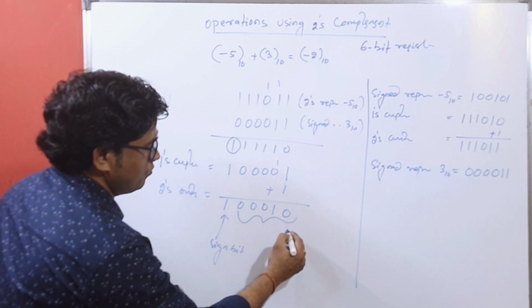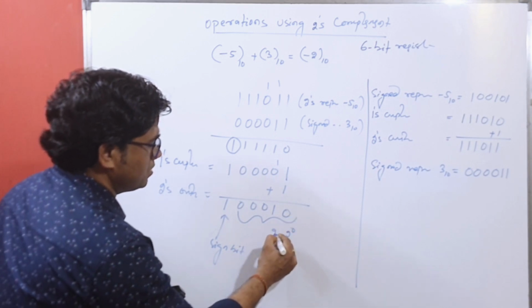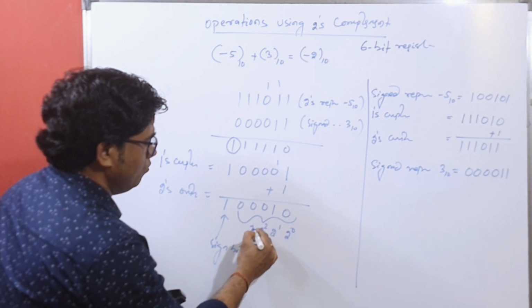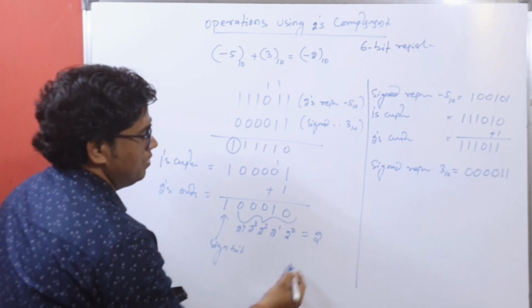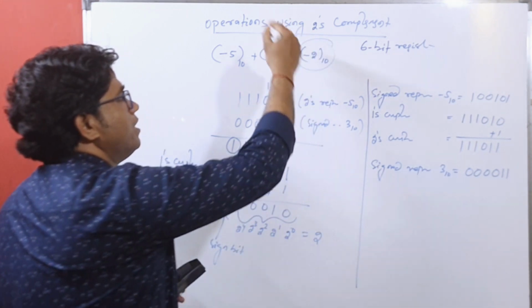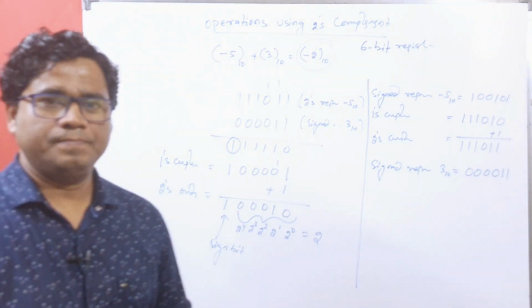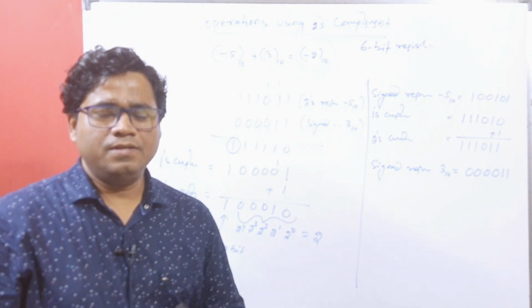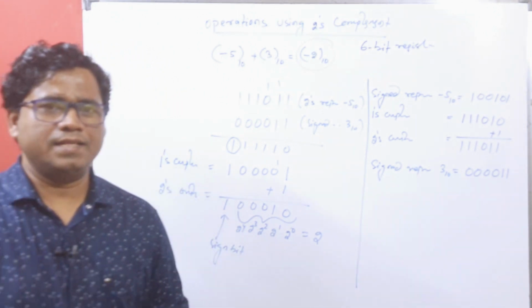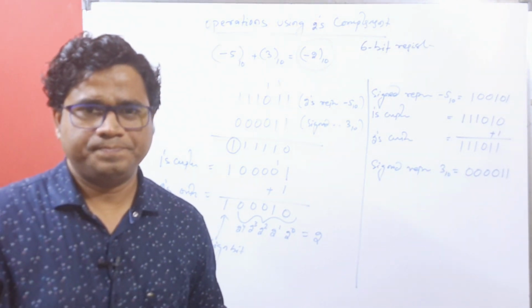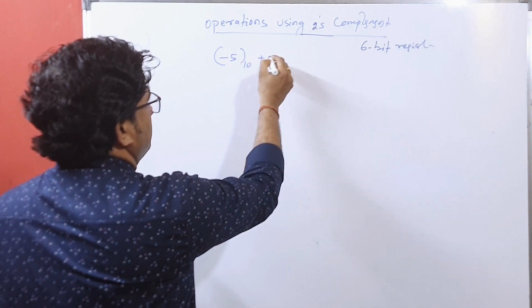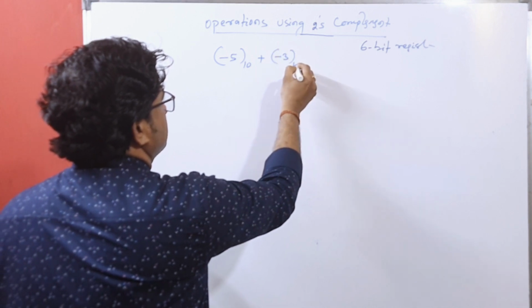So just convert it into its decimal. That is 2 to the 0, 1, 2, 3, 4. This is what? 2. So your answer will be minus 2 base 10. Clear? So let us now discuss another example using 2's complement. Okay? Minus 5 plus 10 plus minus 3 plus 10.